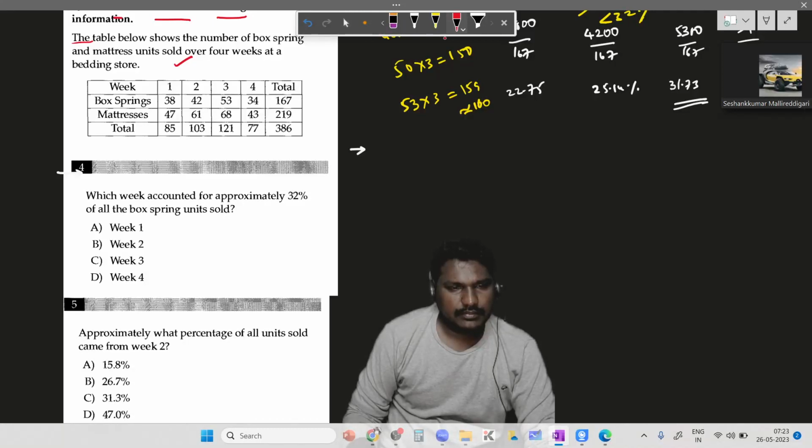The table below shows the number of box spring and mattress units sold over 4 weeks at a bedding store. So we've got two different bedding types: one is box spring type and one is mattress type. We were given sales of week 1, week 2, week 3, week 4, and we have done the first problem. Now coming to the fifth problem, that is the second problem.